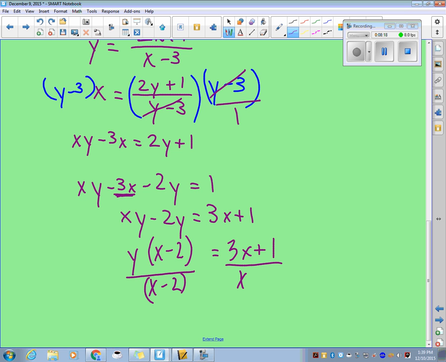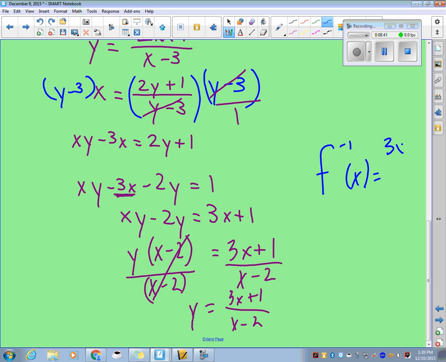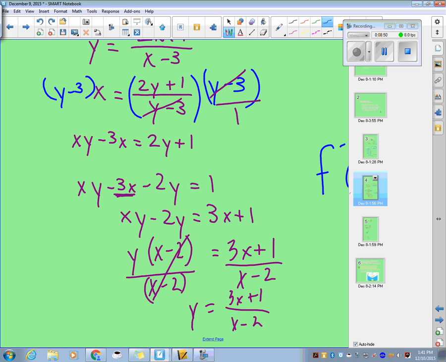So these cancel on this side. And so now I have y equals (3x plus 1) over (x minus 2). So what I can say is that the inverse function of x equals (3x plus 1) over (x minus 2). So the final step is the graphs. So let's look at the graphs.